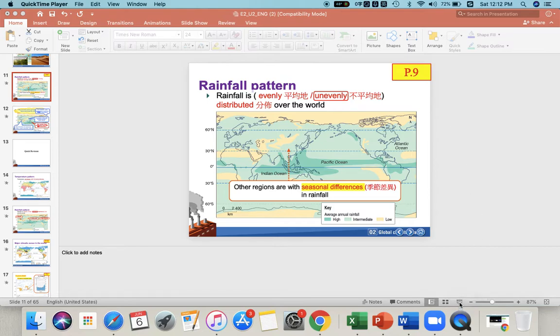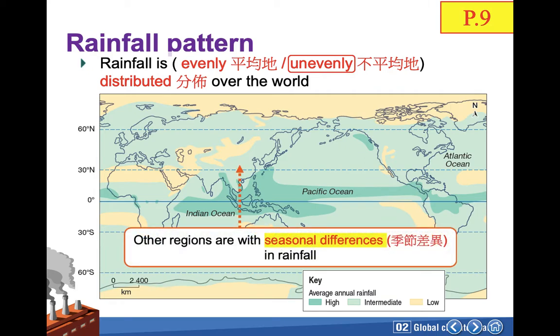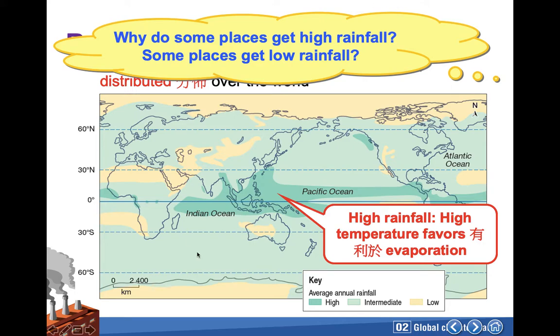Okay, hello students. Last lesson we talked about the temperature and rainfall patterns in our global pattern. So just a very quick revision. Last lesson we talked about why there are rainfall patterns and why they are different in different places. First of all, places near the equator have a higher temperature. That means they favor evaporation. More evaporation forms more clouds, and then there will be more rainfall.